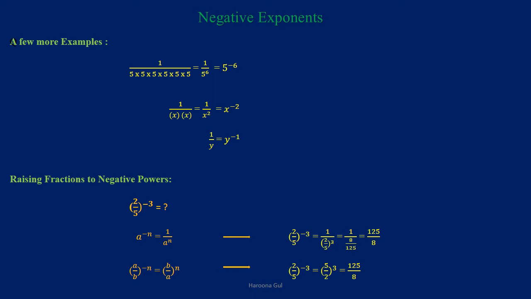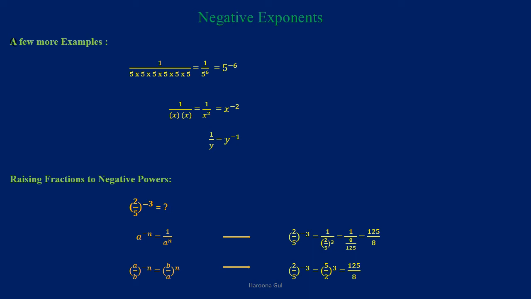Now what happens when we raise fractions to negative powers? In case of fractions, we have two scenarios. We can simplify it by using the formula a raised to the power minus n is equal to 1 over a raised to the power n, or we can also use the law, which is a over b whole raised to the power minus n is equal to b over a whole raised to the power n, right?